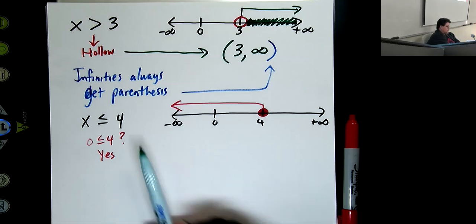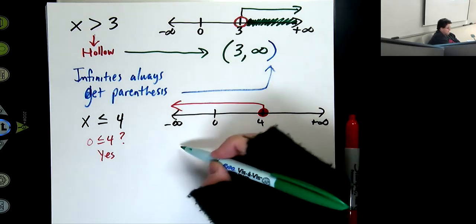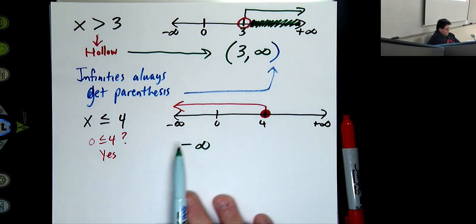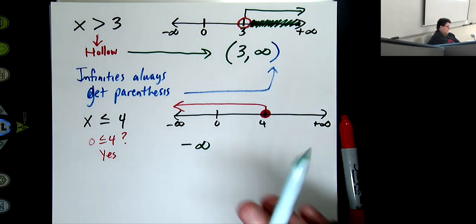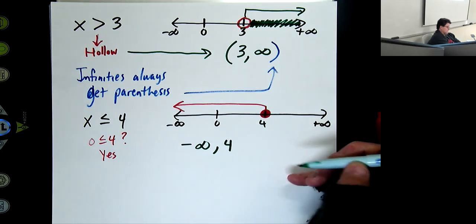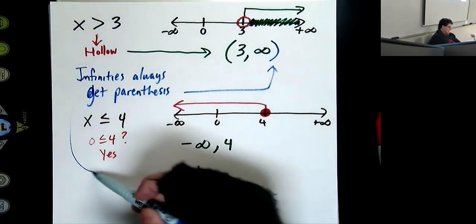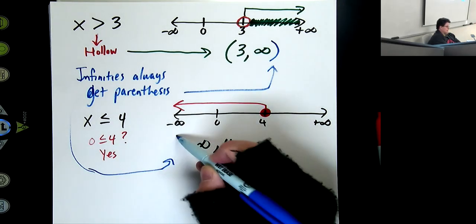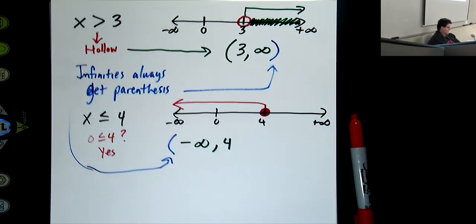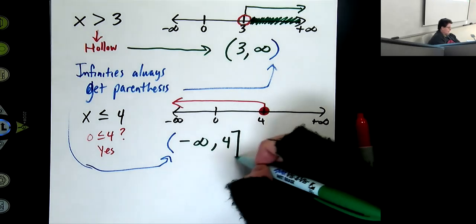Now, when I do the interval notation, I start hitting my red line right away. I start hitting it at negative infinity. And as I move along left to right, I stop hitting it at 4. Infinity always gets a parenthesis. The 4 gets a bracket, because it's got the equal portion.